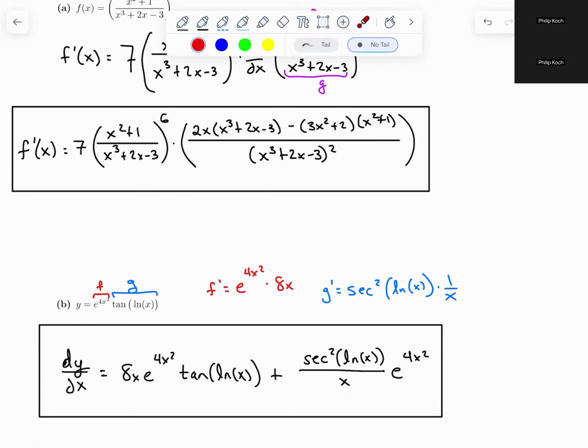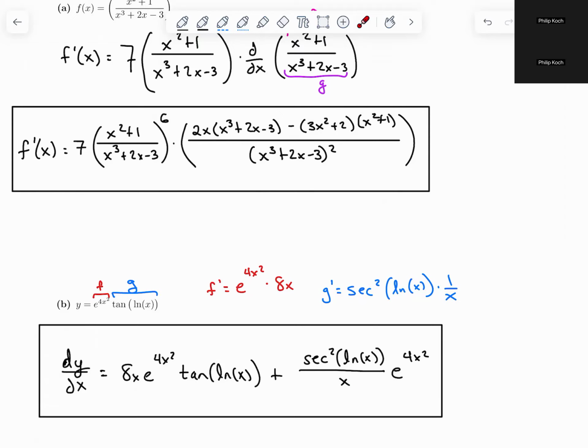So writing it all nice and neat, f prime g plus g prime f. I've written g prime as over x, but you could write it as secant squared of natural log of x times 1 over x times e to the 4x squared. It's fine. I just wanted to write it nicer without having to make it longer to write out. Okay? Any questions?